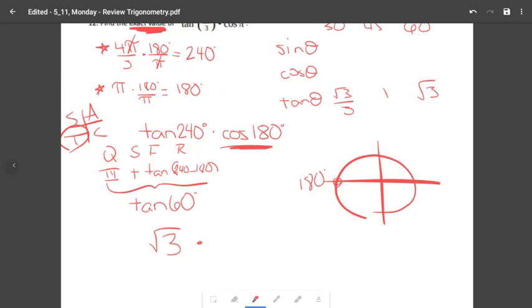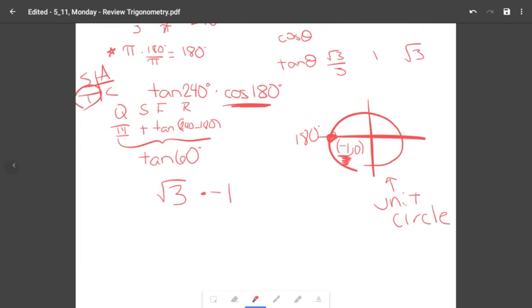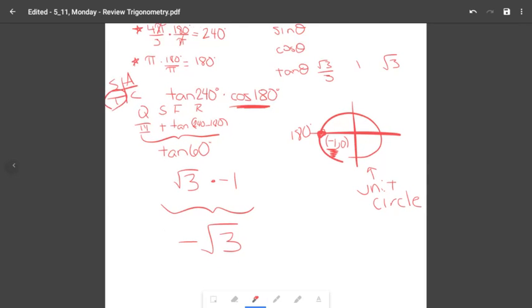180, remember, is over on the left. And that point is the point -1, 0. Cosine, because this is the unit circle, cosine is the x, so cosine of 180 is -1. And then radical 3 times -1 is negative radical 3. That is your final answer.